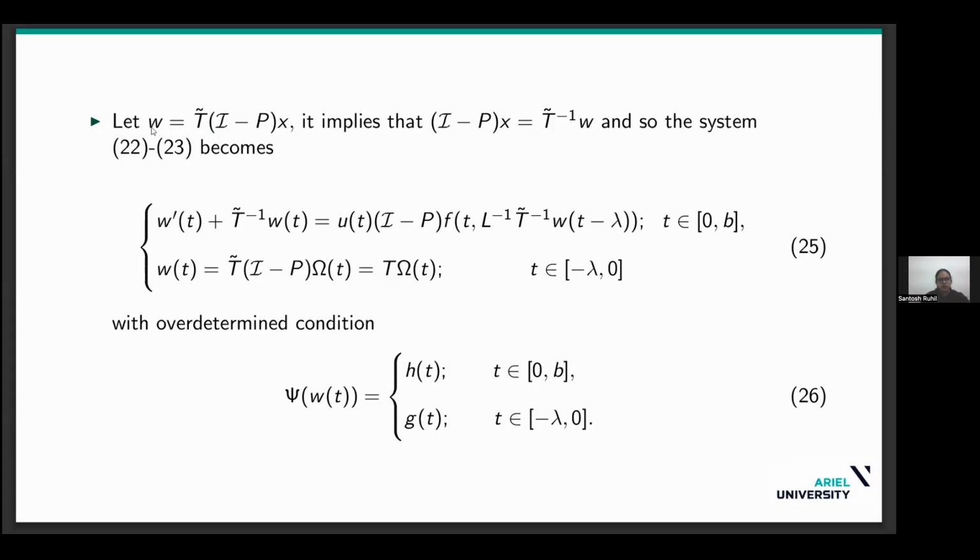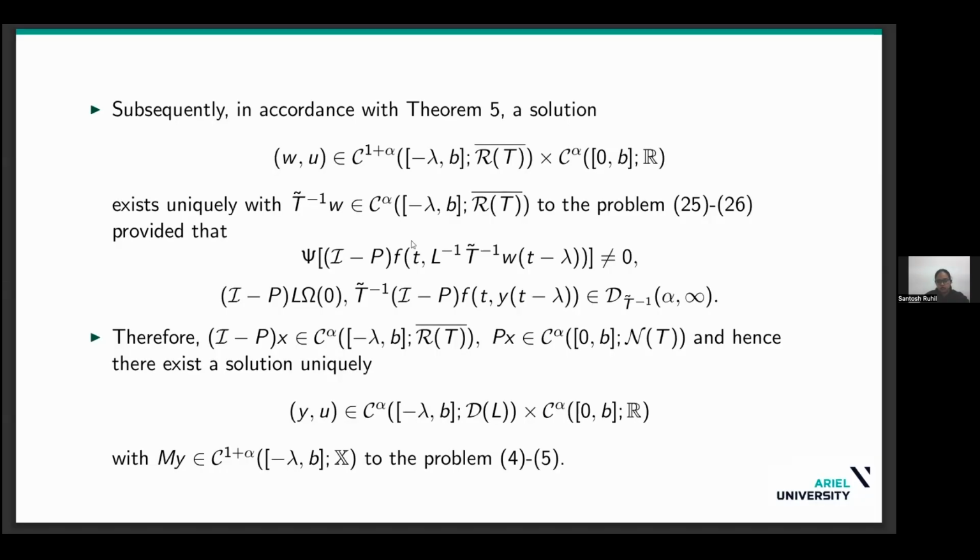So we have defined a new variable W, which is given by T tilde (I minus P)x. So from here, this (I minus P)x will be T tilde inverse W, so that the system is converted into this non-degenerate system. So from here we can see that there is no degeneracy, and minus of T tilde inverse generates the analytic semigroup. So by using the results that were proved in the first theorem for the non-degenerate case, we had the following conditions, and then by using that procedure we can easily find the solution for this problem, which is given by this pair.